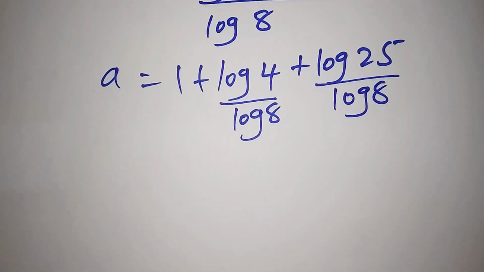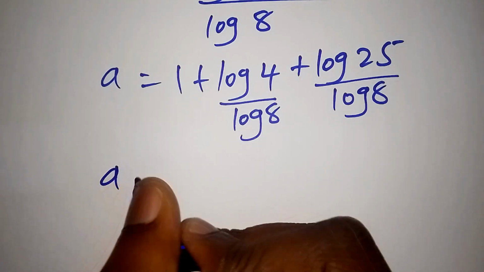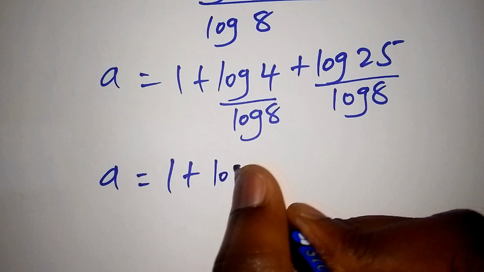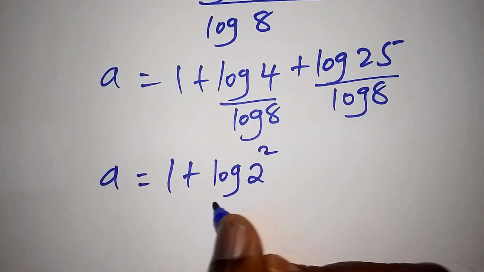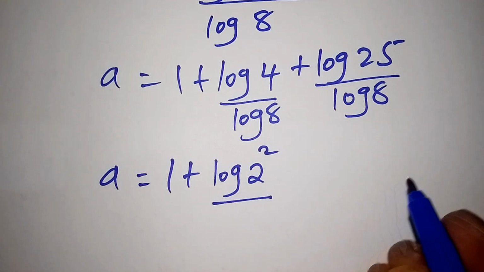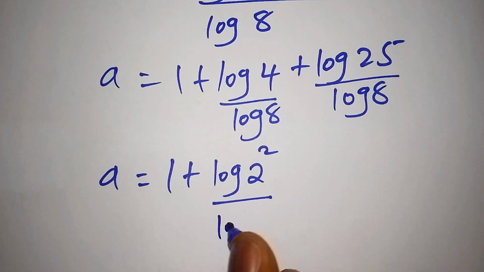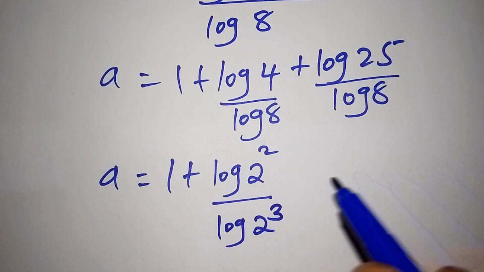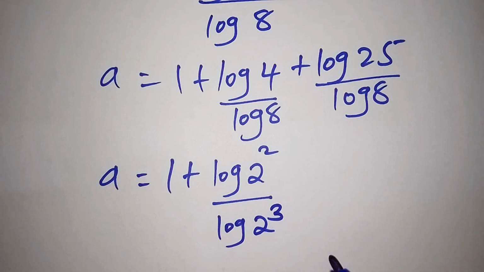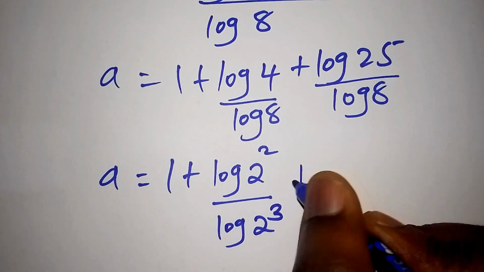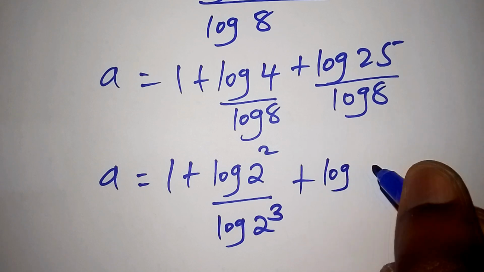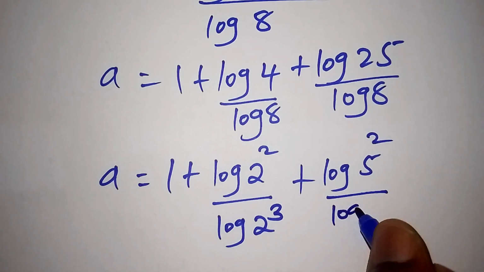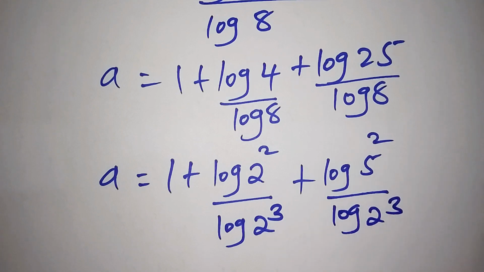So next we shall factorize further by having a is equal to 1 plus the log of 4, which can also be written as the log of 2 to the power of 2, then all over the log of 8, which can also be written as the log of 2 to the power of 3. So why am I saying that? Because now 2 multiplied by 2 multiplied by 2 shall give us 8. Then also plus the log of 25, which can also be written as 5 to the power of 2, all over the log of 2 to the power of 3.